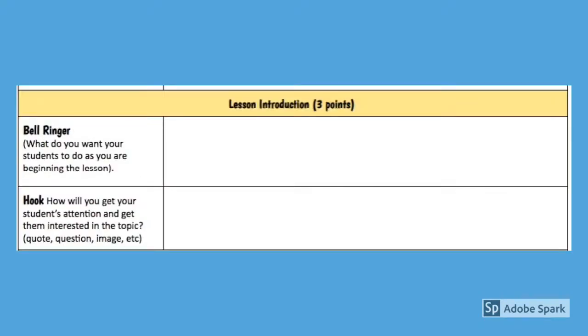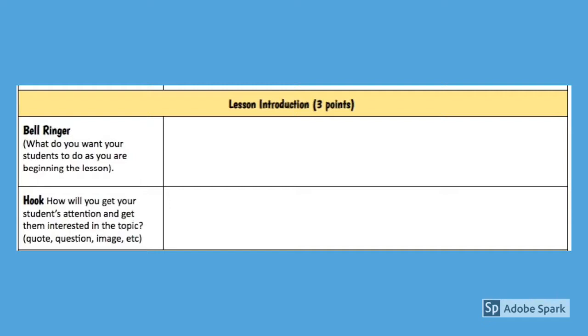Successful lessons always begin with a bell ringer and a hook. So that's what you're going to plan out in the lesson introduction. If you guys notice in class, when you come in the room, there's always a bell ringer for you on the TV. So the bell ringer is what you want your students to do as they're beginning your lesson. And the hook is how you're going to grab their attention. How are you going to get them interested in the soft skill that you're teaching?